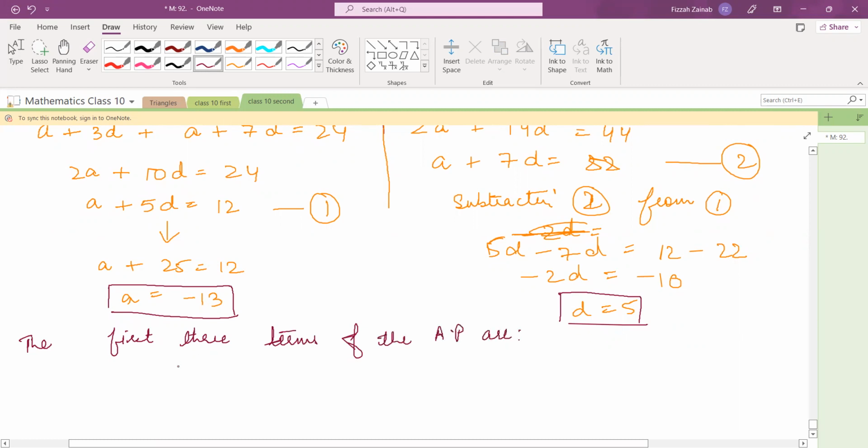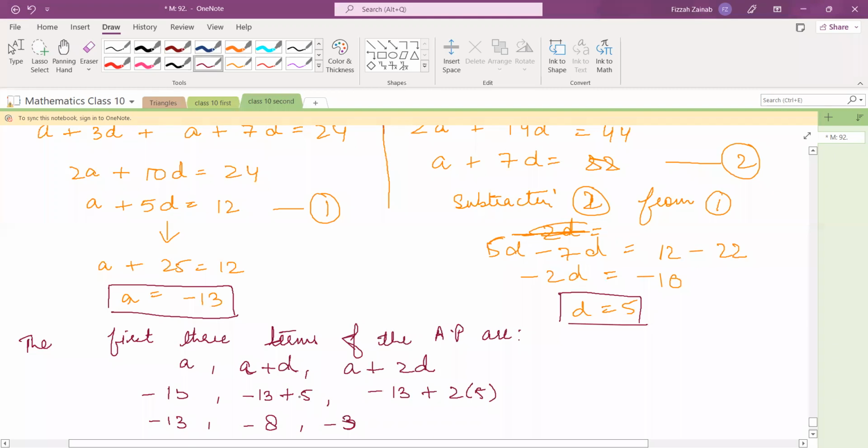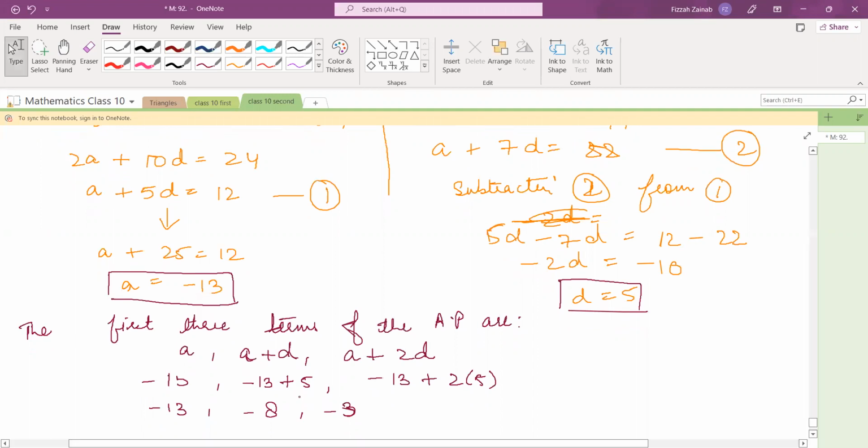First term is A, then A plus D, and A plus 2D. So first term is minus 13, then minus 13 plus 5, minus 13 plus 2 into 5. This is minus 13, and this is minus 8, and then minus 3. Done, ma'am. Okay.